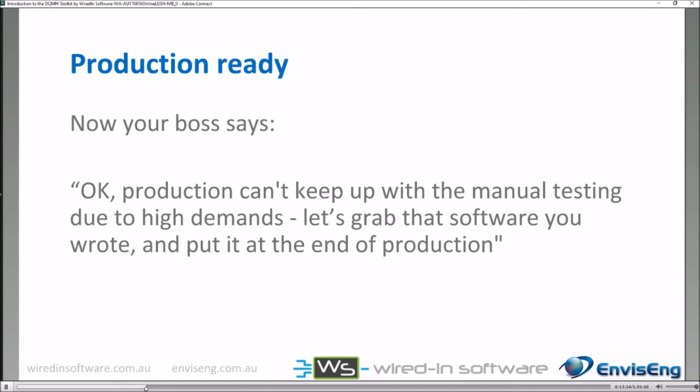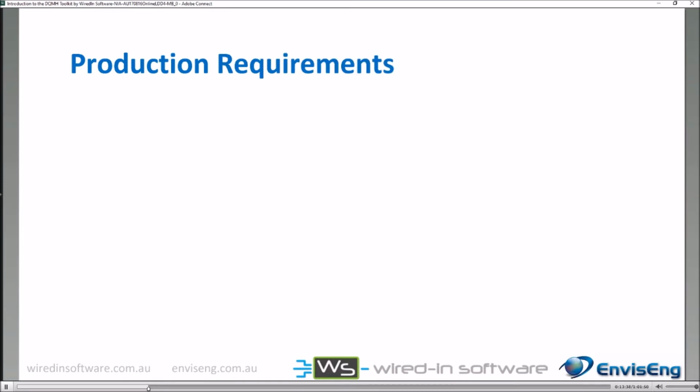A few months later, your boss is now saying, okay, production can't keep up with their manual testing due to high demands. How about we grab that software you wrote and put it at the end of the production line? Okay, challenge number 2. So all of a sudden you're thinking, right, we're going to take our little tool we wrote for our lab earlier and we're going to put this on the production line.